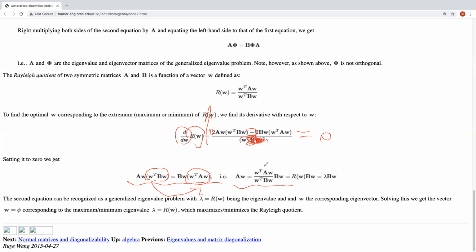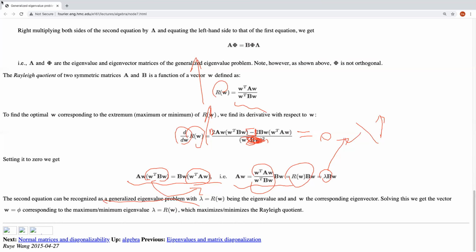What's interesting here is this thing itself is exactly R(W), so we can write it as R(W). This R(W) we can also call lambda. So we want to maximize R(W), which means finding the eigenvalue that is largest. But there's some difference. This is called a generalized eigenvalue. It's a little bit different from the regular eigenvalue.